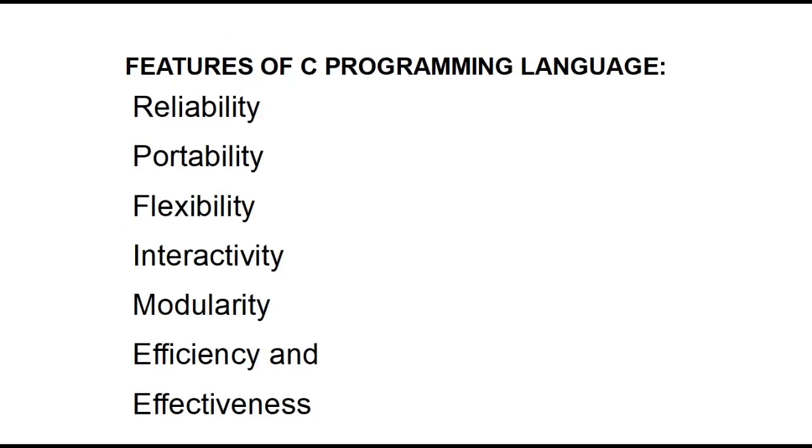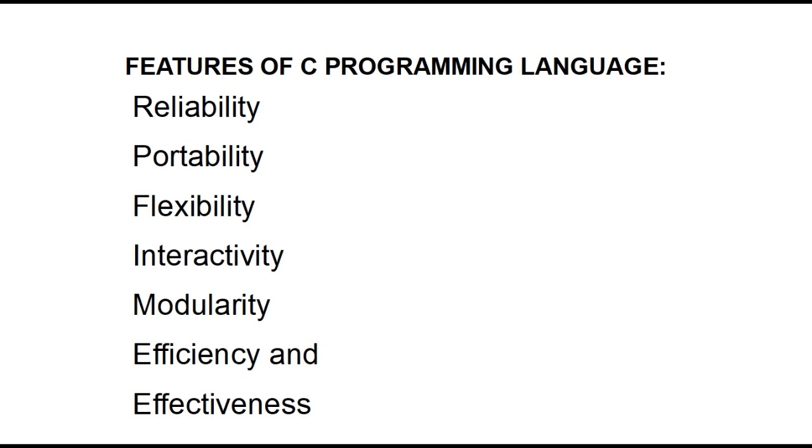Now let us see what are the features of the C programming language. First is reliability. It is a robust language with a rich set of built-in functions and operations that can be used to write any complex program. Second one, portability. In C, portability is very high. C is a highly portable language. That means a program written once can run on another machine with little or no modification. Next one is flexibility.